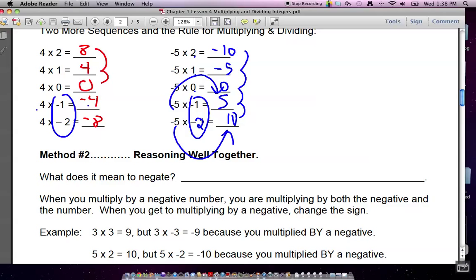In other words, when I multiply by a positive number, the sign stays the same, right? Started positive, ended positive. Started positive, ended positive. Started negative, ended negative. Started negative, ended negative.